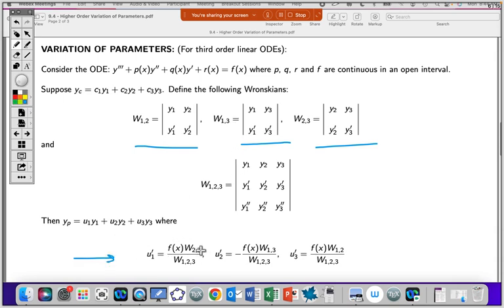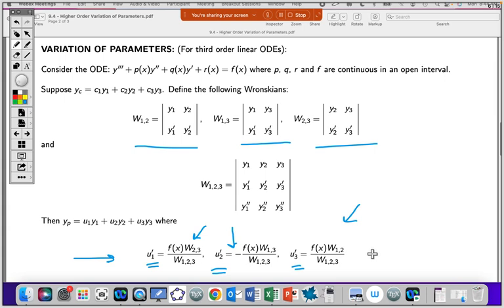So here's your f of x W23 for u1. So notice u1 prime is f of x times the Vronskian of the other two functions. u2 prime is minus the Vronskian of the functions 1 and 3. And then u3 prime is going to involve the Vronskian of 1 and 2. All right.